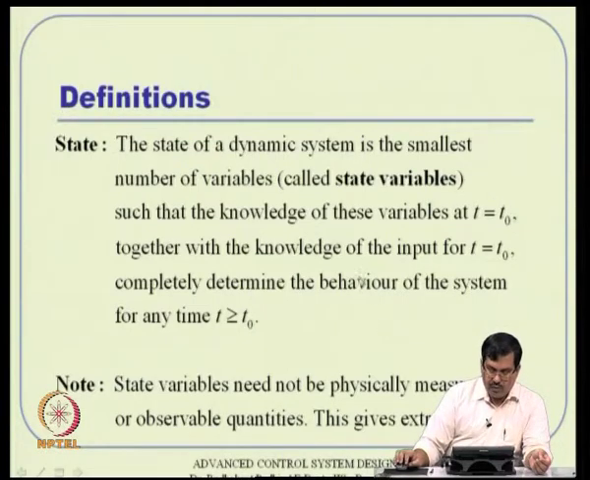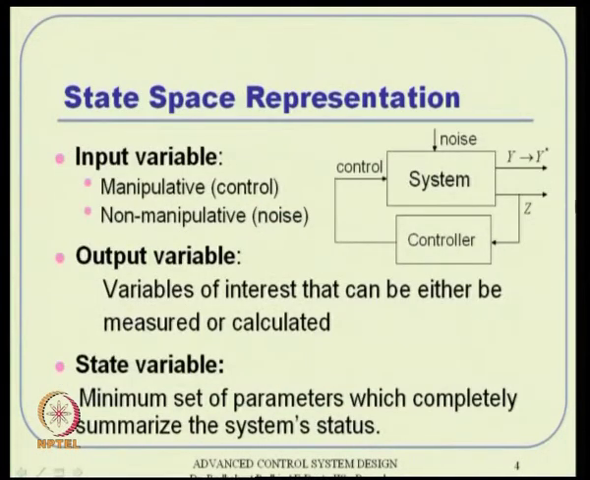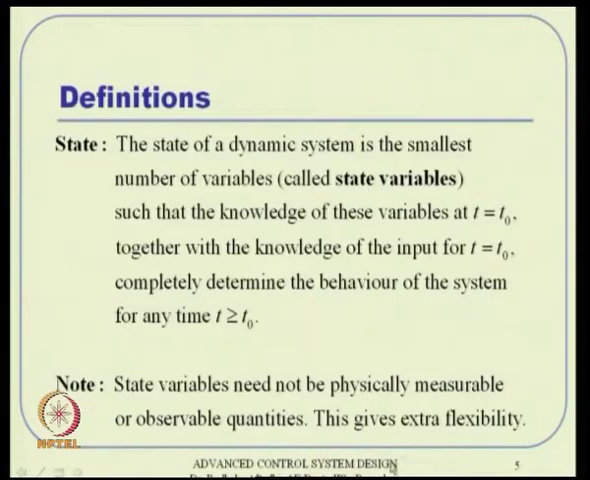Also remember that in this definition, the state variables need not be physically measurable or observable quantities. That means the state variables need not be directly part of the output variables that you are talking about. They need not be measurable, and need not be part of your performance output either. So, that gives us an extra degree of flexibility in how we define these state variables, so that we can describe the system dynamics completely.